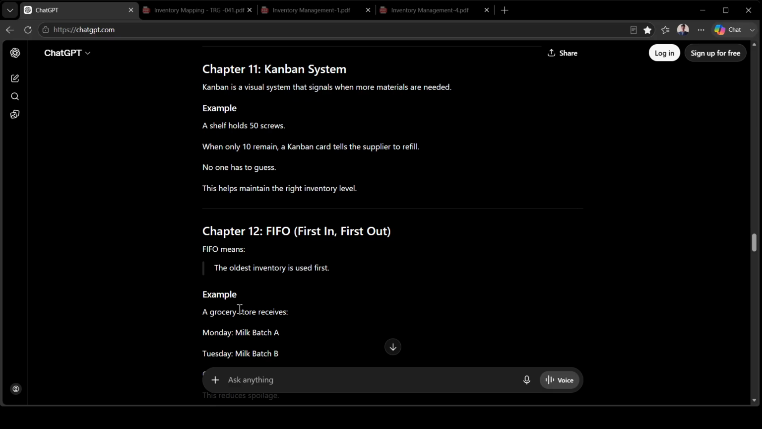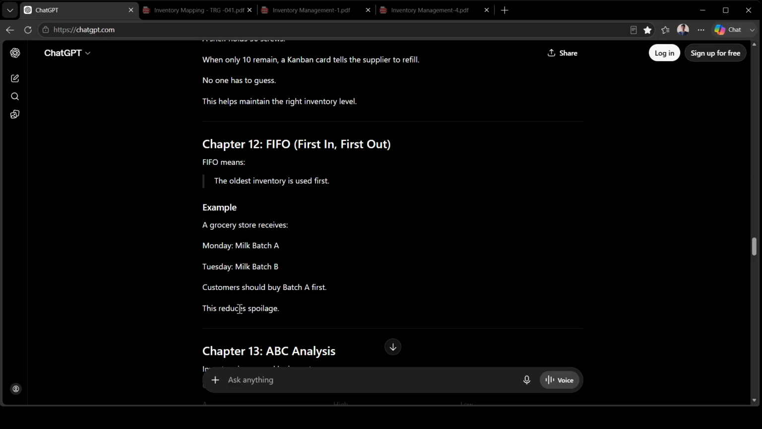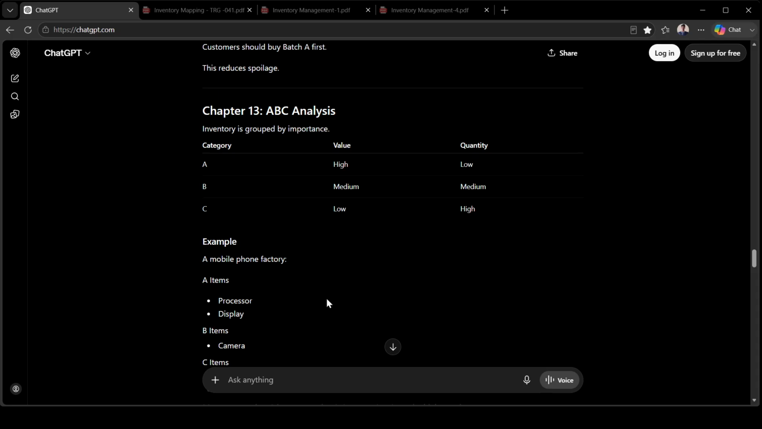Chapter 12, FIFO, first in, first out. FIFO means the oldest inventory is used first. For example, a grocery store receives Monday milk batch 1 and Tuesday milk batch 2. Customers should buy batch 1 first, which reduces spoilage.